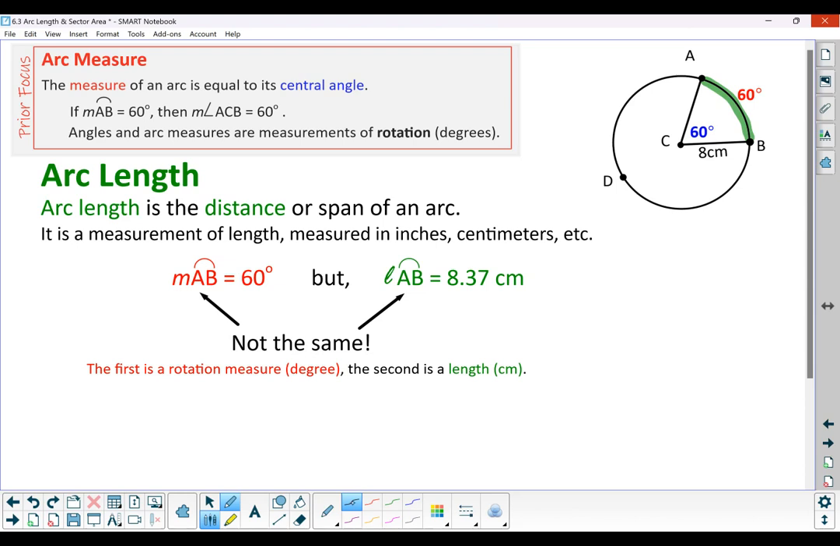If you have two circles that are different sizes, they might have an arc that has the same arc measure. Maybe we have an arc on each that's a 90-degree arc. Those arcs have the same measure, but they definitely don't have the same length. The second one is definitely much longer than the first one.